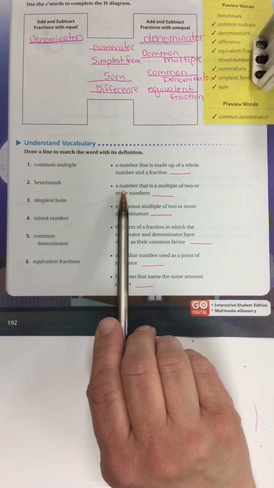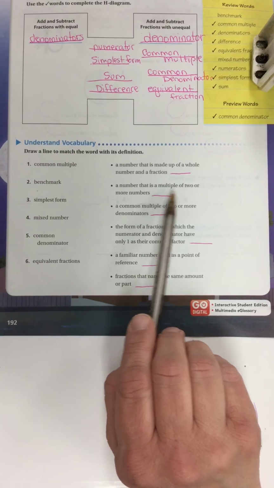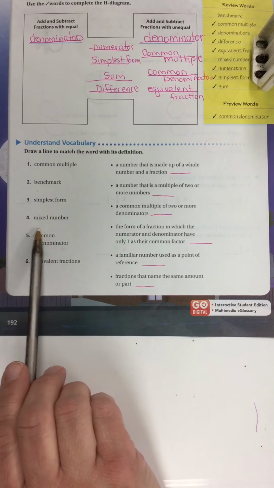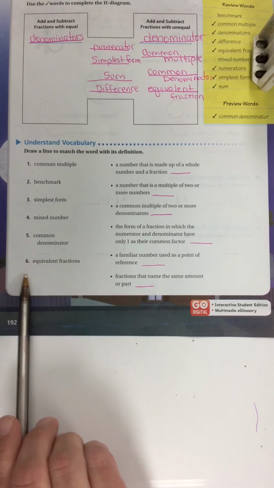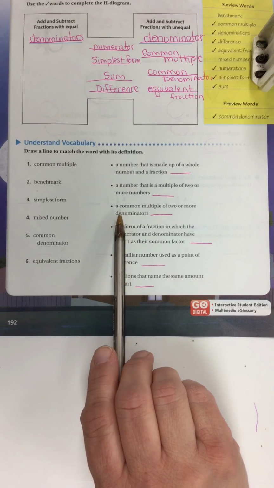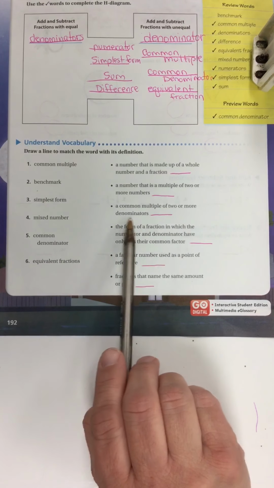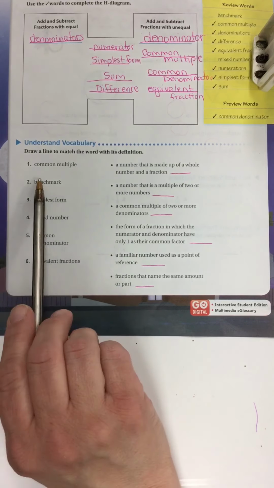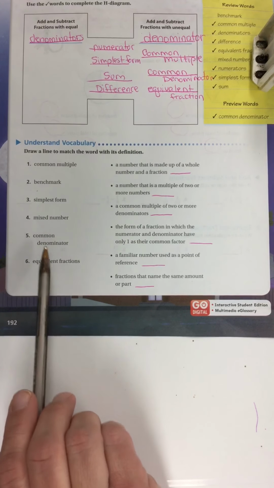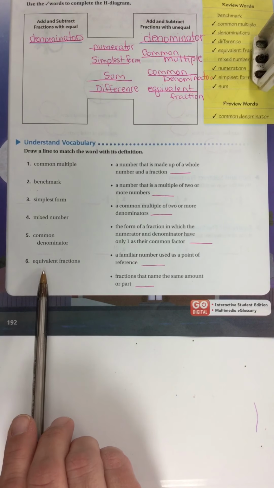The second one, a number that is a multiple of 2 or more numbers. Is that a common multiple, benchmark, simplest form, mixed number, common denominator, or equivalent fraction? The third one says a common multiple of 2 or more denominators. Is that a common multiple, benchmark, simplest form, mixed number, common denominator, equivalent fraction?